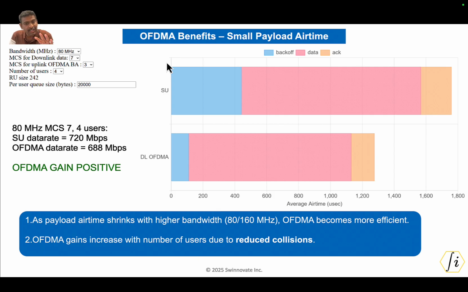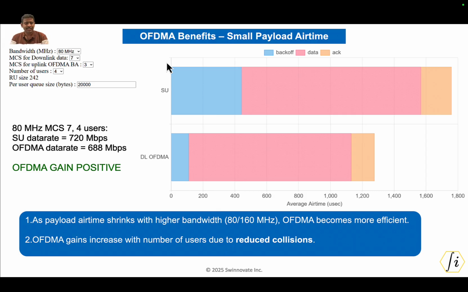Now note that I have not even considered the savings that we get because of reduced collisions. If you add the savings in airtime from reduced collisions, the gains will be even more than what is showcased here. And if you have even higher bandwidth, like 160 megahertz or 320 megahertz, the OFDMA gains are likely to be even higher, because you're entering a territory where the payload is significantly smaller and the PHY header starts to become a dominating factor in the airtime calculations. Another point is, as you increase the number of users, we will have more OFDMA gain. That is because the collisions become a significant or dominating factor. So the more users that you have, OFDMA will tend to show much higher gains.